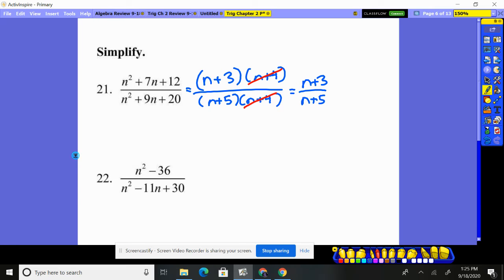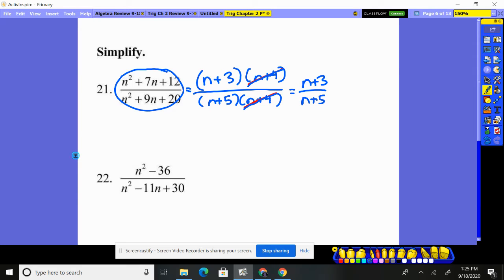If n was 11, would you rather plug 11 into here or go, 11 plus 3, 14, divided by 16? Much easier. However, notice that when we crossed these out, we made somebody disappear that could have created a problem. Well, in a fraction, where does a problem happen? When the denominator is 0, because you can't put things in groups of 0. It makes no sense. That's why you can't divide by 0.